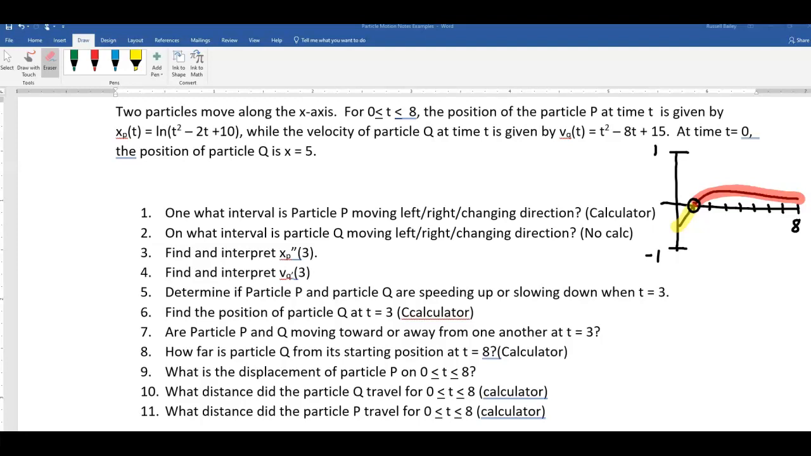So what are we going to do? We're going to press second, we're going to press Calc, we're going to choose 5 for intersect. We're going to scroll to where this point is, and then you're going to push enter 3 times. So let's do that. Second, Calc, Math, scroll to where it's crossing the x-axis.